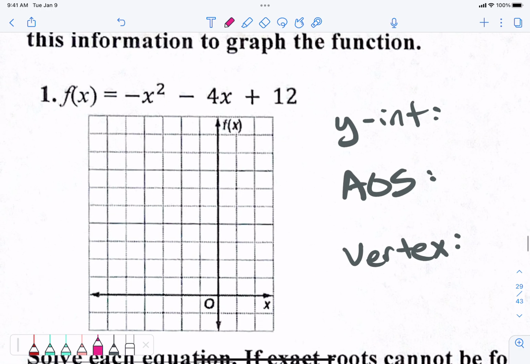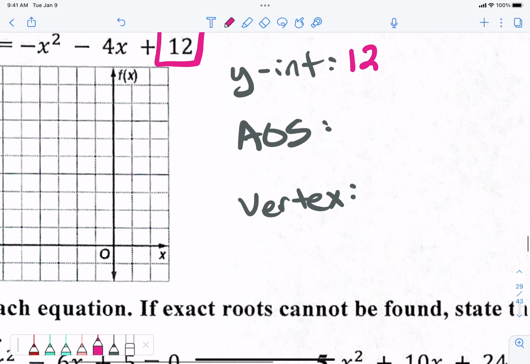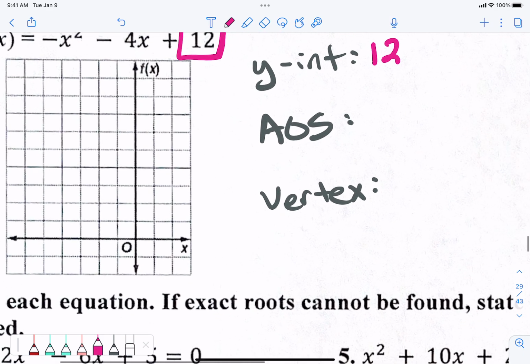So here we go. The y-intercept. What's the y-intercept? 12. You should know that, right? 12. It's that last number, okay? All right, I don't do the axis of symmetry next. I do the vertex next. How do we find the vertex? Negative b over 2a. Okay, so if you want to write this down, this would be a good thing to write down. Negative b over 2a, and then what do we do after we find that?